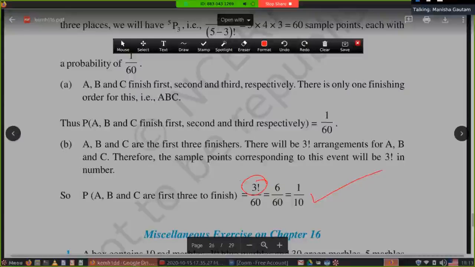These are the examples of exercise 16.3 and the miscellaneous exercise. Now you have to complete these examples in your notebook and try the questions of exercise 16.3 and the miscellaneous exercise. In the next video, we will discuss a few important questions of both exercises.